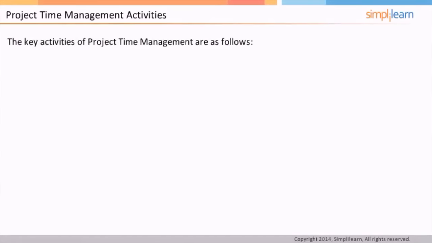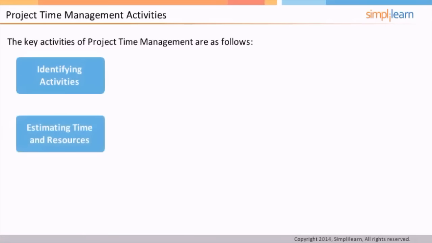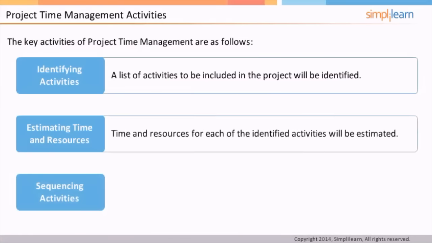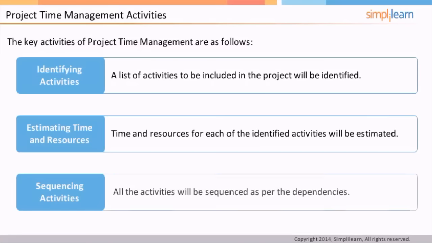The key activities that are part of the project time management include identifying activities, estimating time and resources, and sequencing activities. It is important to identify a list of activities that would be a part of the project. Next, an estimation of time and resources required for completing the identified activities is done. Finally, these activities need to be sequenced as per the dependencies. In the next screen, let us discuss project schedule.